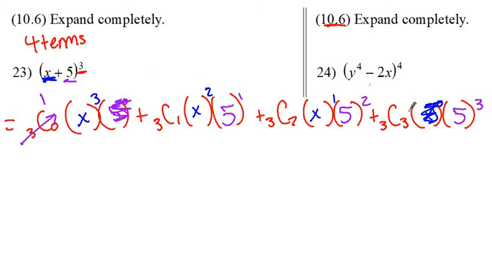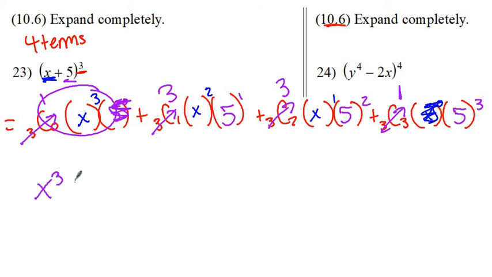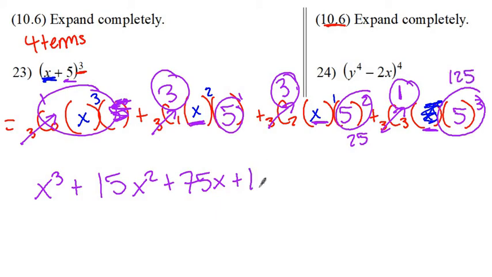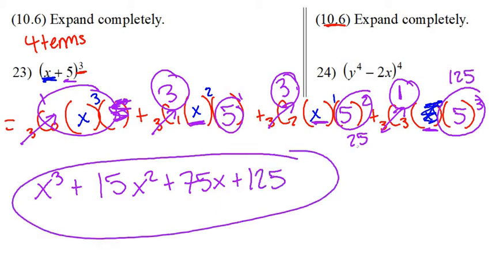3 choose 0 is 1, and so is this, and you could put those in a calculator. That number is 3, and that number is also 3. So the first term is just going to be 1 times x cubed, which is x cubed. Then we have 3 times 5 is 15, and we still have this x squared right there. Then we have 3 times 5 squared. 5 squared is 25, so 3 times 25 is 75, times that x will be 75x. Lastly, we have 1 times, there are no x's, and 5 to the third is 125. So our final expanded answer is that right there.